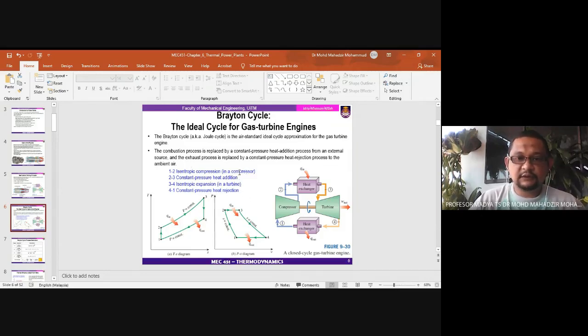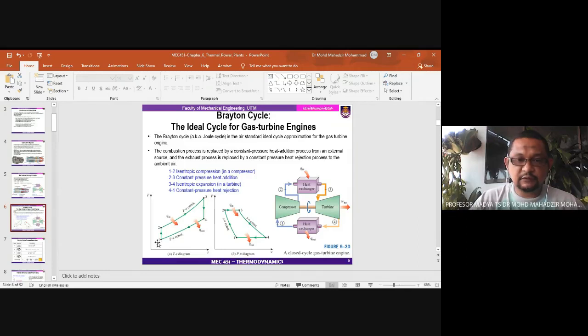Process number one is isentropic compression in the compressor. Process number two is constant pressure heat addition at the combustion chamber. Process number three is isentropic expansion in the turbine, and process number four is constant pressure heat rejection. This is the T-S diagram and P-V diagram. You have to remember this graph for the gas turbine engine.